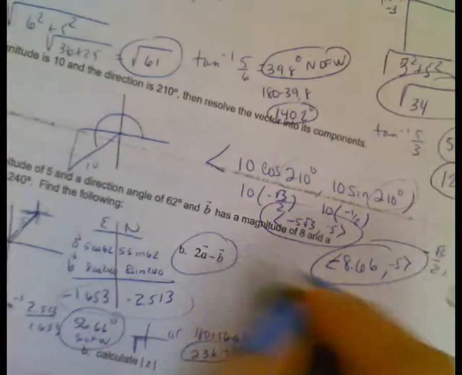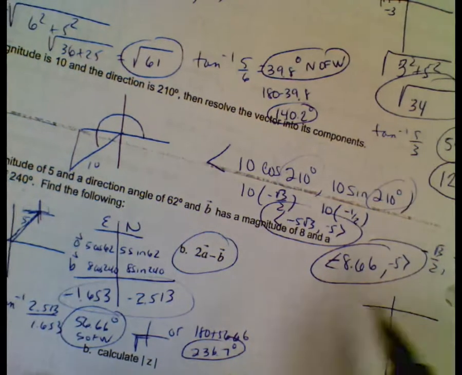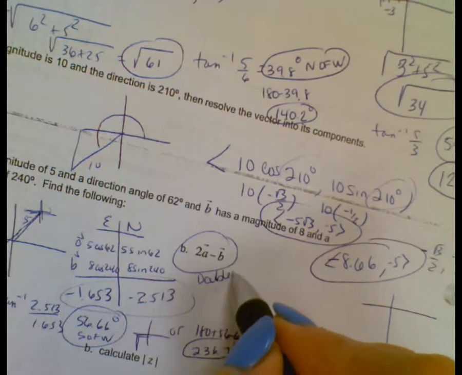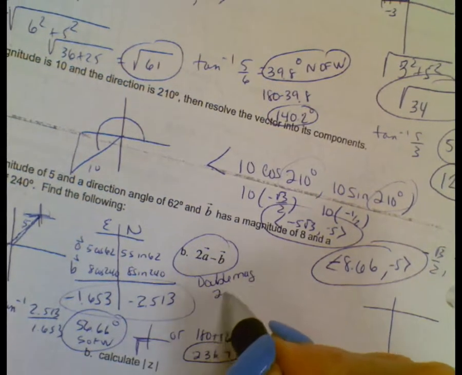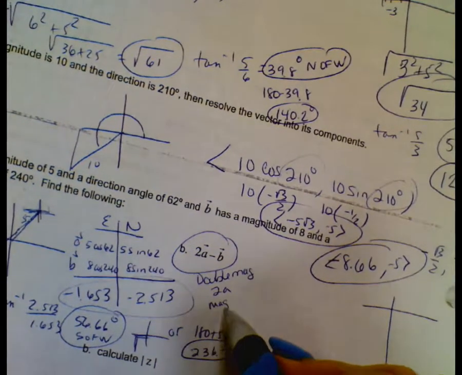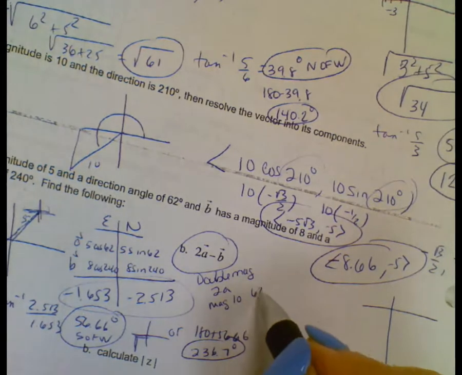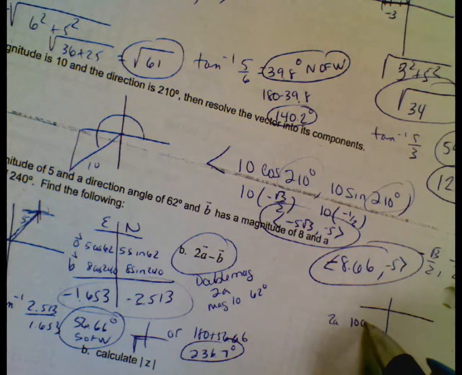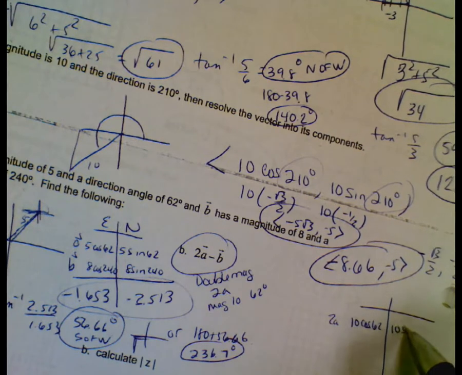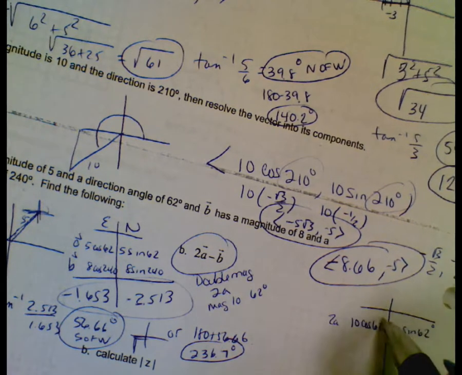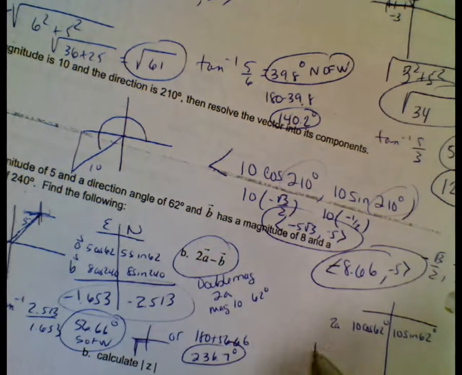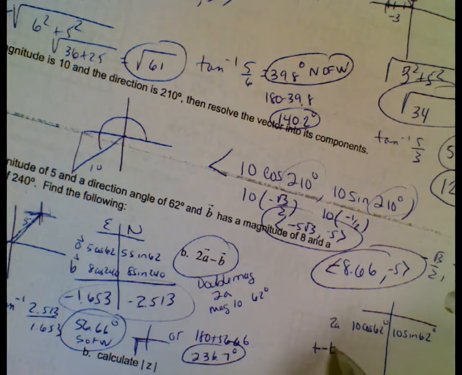So what does 2A minus B look like? So 2A means that you're going to double the magnitude. So when I say 2A, that means the magnitude is now going to be 10. Angle stays the same. So we have 10 and 62. So 2A means 10 cosine of 62, 10 sine of 62, because we doubled the magnitude. And then we're subtracting B. But I really just add the additive inverse of B.